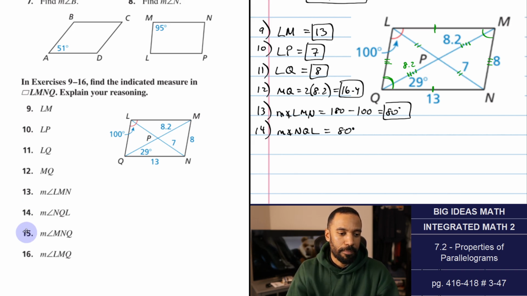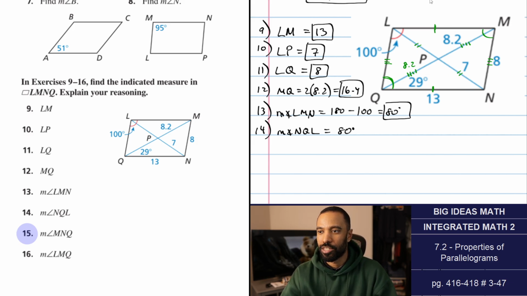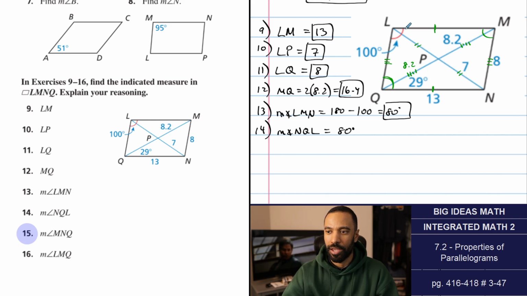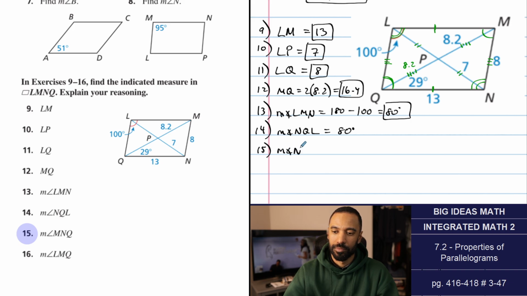Number 15, measure of angle MNQ. This is going to be opposite the 100-degree angle that we see right there. I'll give a second marking to that one like that. So this is congruent. MNQ is also 100 degrees.